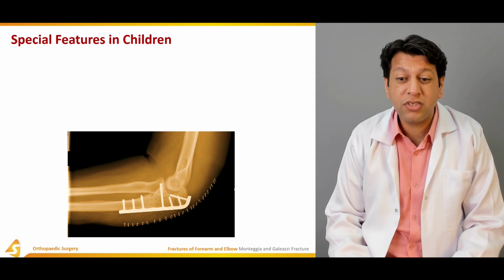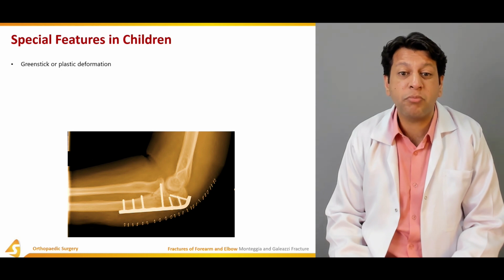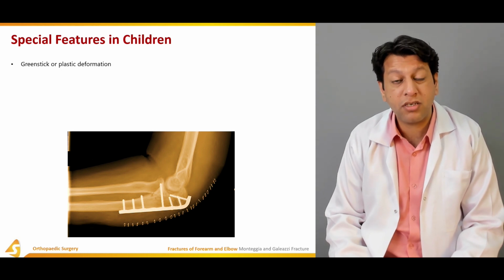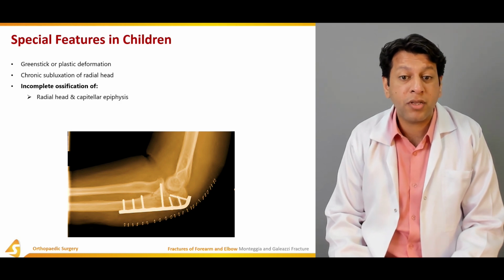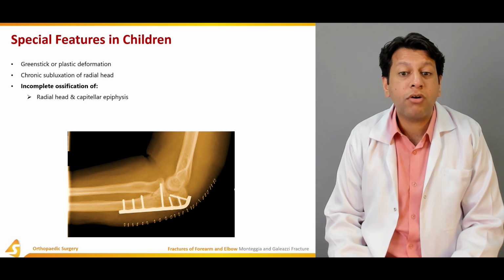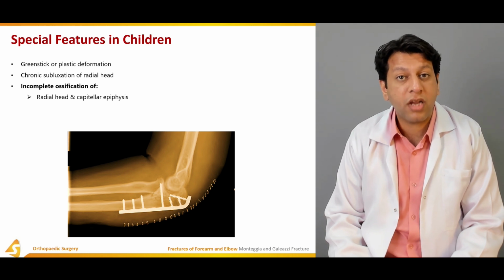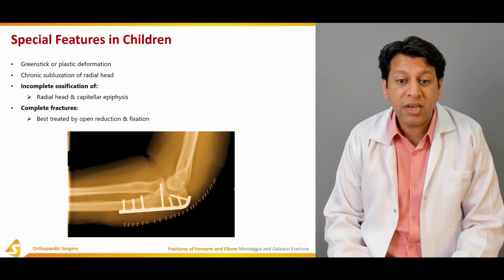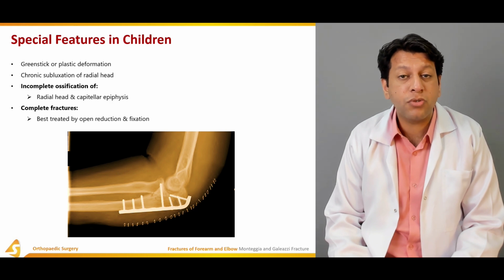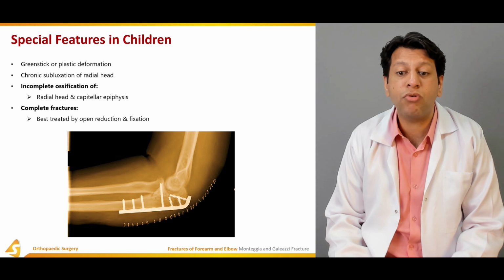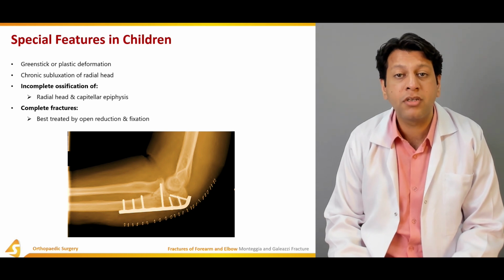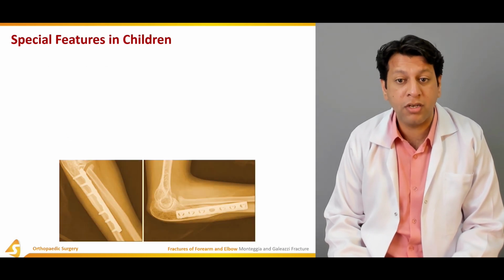The special feature in children is important because there may usually be an associated greenstick fracture or plastic deformation. Chronic subluxation of the radial head may be present as well, or there may be incomplete ossification of the radial head and capitellar epiphysis. Complete fracture is rare, but if it is there along with the Monteggia or Monteggia equivalent fracture, it is best treated by open reduction and internal fixation in children as well.